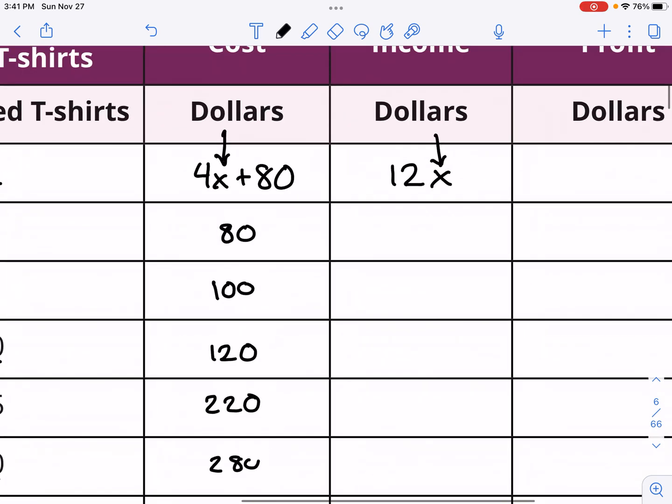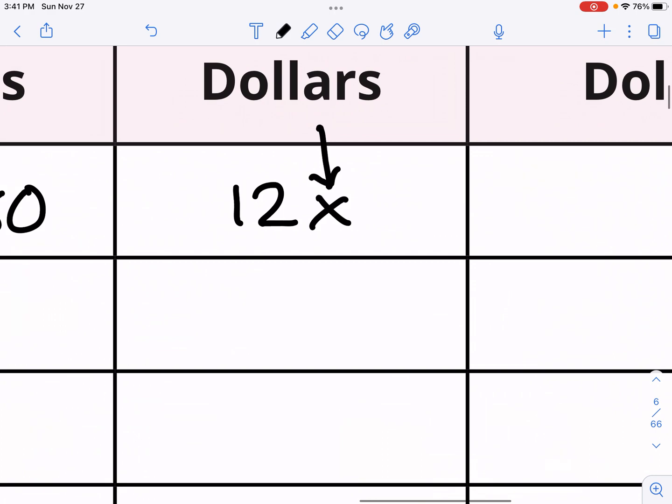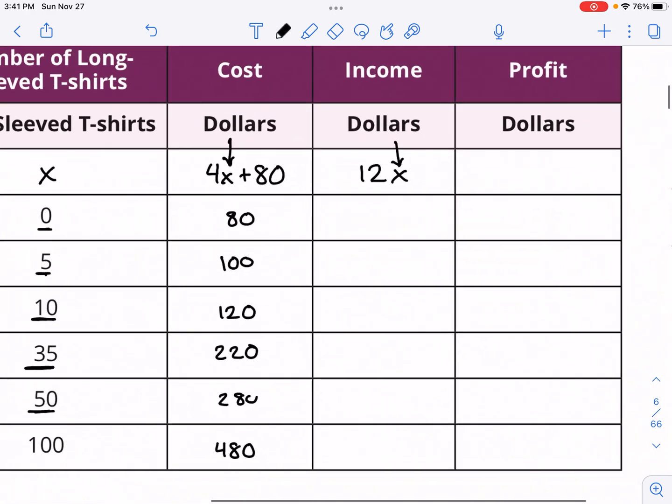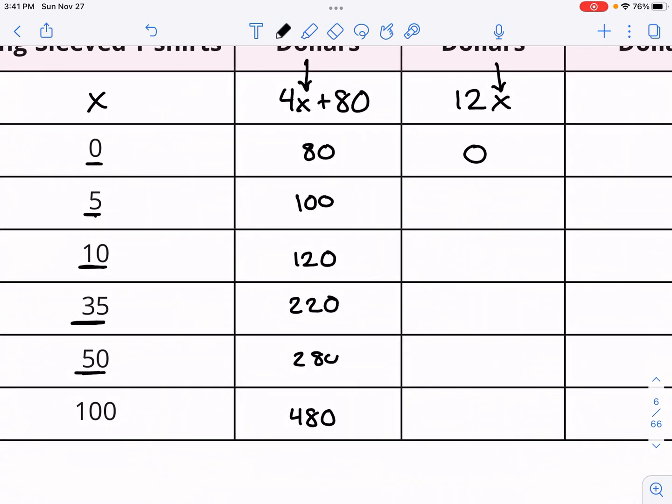Now for income, we're just going to multiply by 12. Maybe we don't know our times tables by 12, but I think we should at least get a couple of these here. 0 times 12 is 0. 5 times 12 is 60. 10 times 12, 120. 35 times 12, you can use a calculator for that, but that is 420. Next one is 600. Now the last one is 1200.